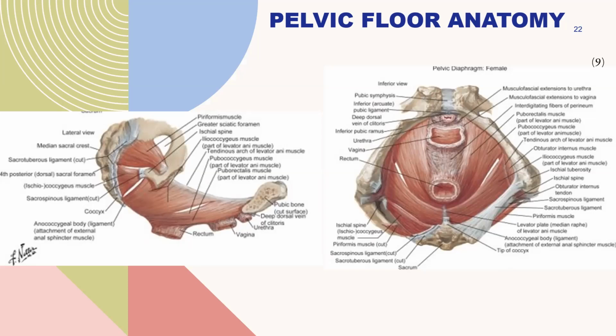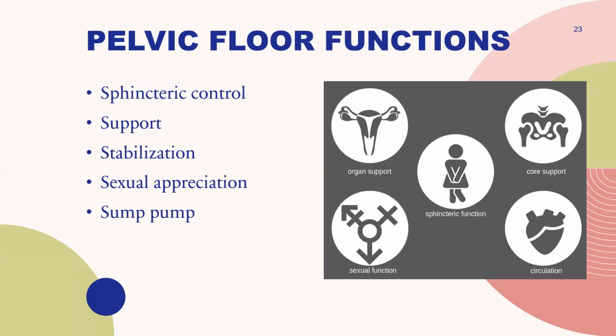So now that we've seen all these muscles, we can talk a little bit about their functions. The first thing is, well, they're the 5 S's. The first one is sphincteric control. The pelvic floor controls when we pee, poop, or pass gas, so that we're able to go when we want to go, and we're able to hold it when it's not time. The second thing is that it provides support. So it supports our rectum, our bladder, our uterus, and those abdominal organs against gravity.